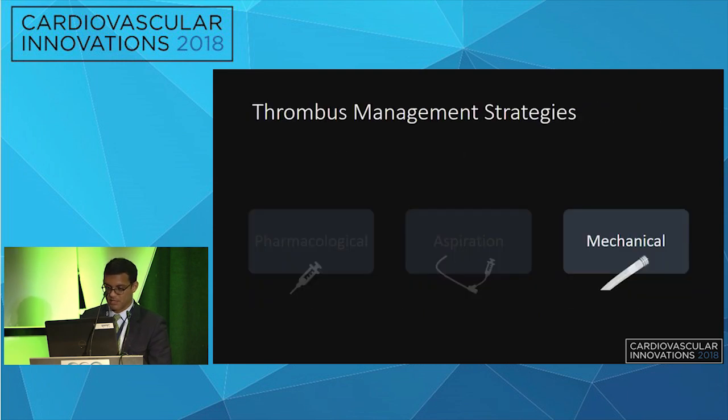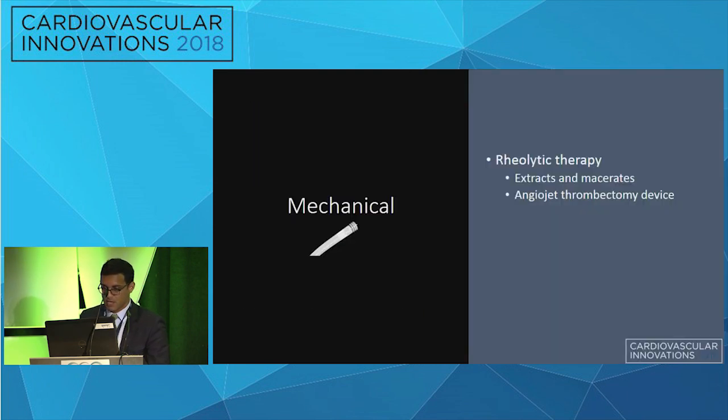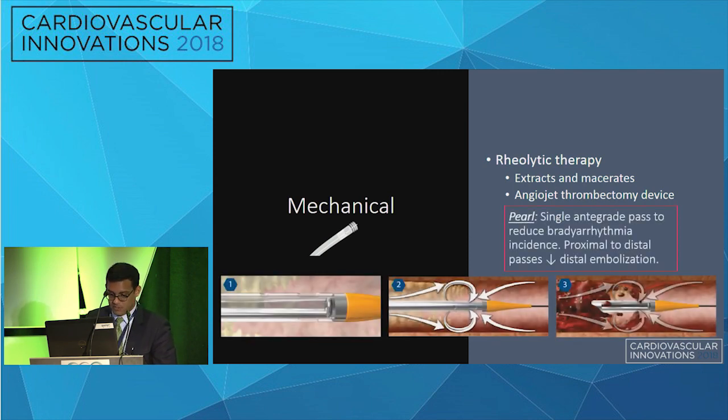So finally, we'll discuss the mechanical options for thrombus management. The first one is the AngioJet thrombectomy device, and ultimately what this is doing is a high-pressure jet of saline that creates a negative vacuum of up to 600 millimeters of mercury that basically extracts thrombus and macerates it within the catheter and then subsequently removes it from the body. Ideally, when performing this, you want to do a single antegrade pass, which can reduce the episodes of bradyarrhythmia, and you ideally want to go proximal to distal to avoid distal embolization.